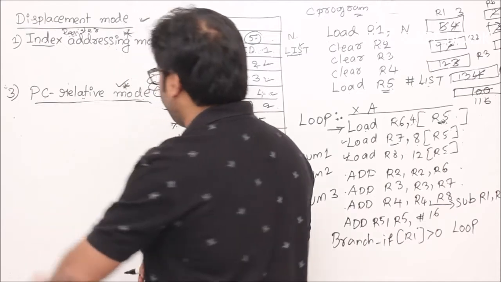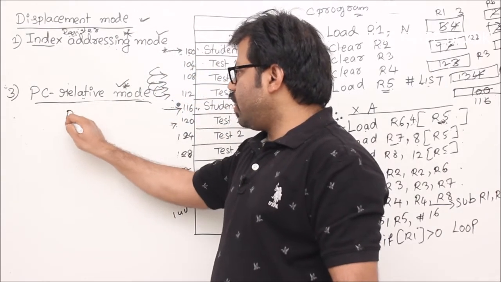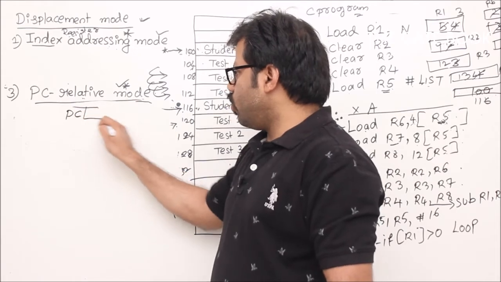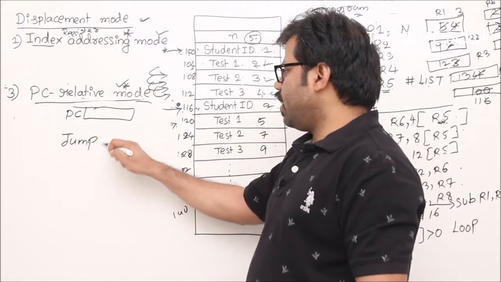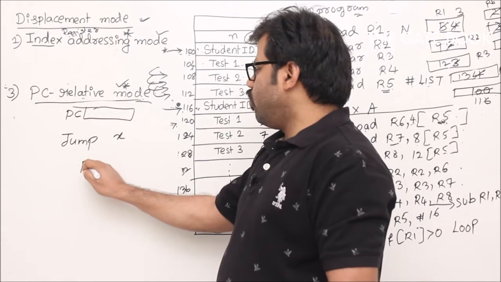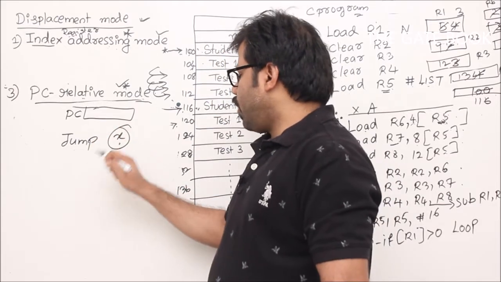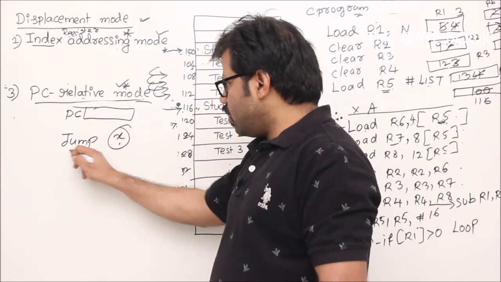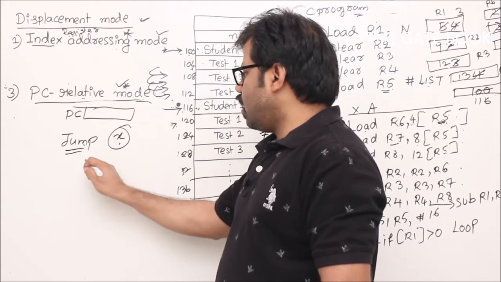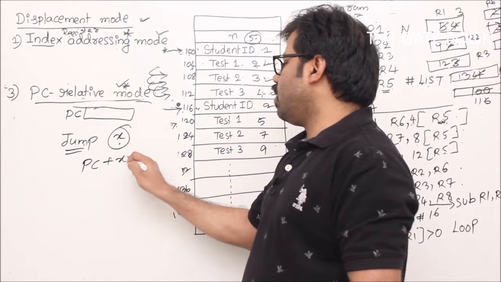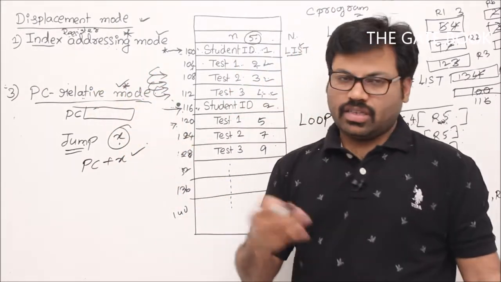Now we'll see PC relative mode. In PC relative mode, the instruction will be such that there is an implicit register called the program counter. Now the example is a jump instruction. If I write here jump of x, then for the effective address, the operand here is x. So where to go now? The purpose of a jump instruction is we have to go to one address. Where is the address? The address is PC plus x. Okay, remember it. So this is the idea about PC relative addressing mode.